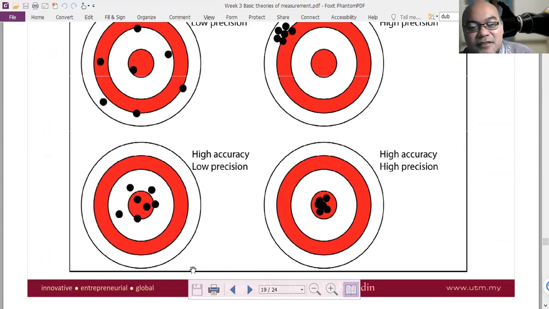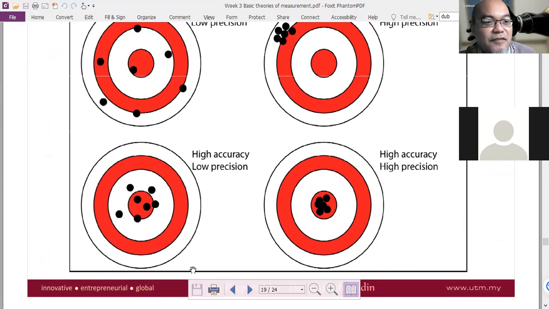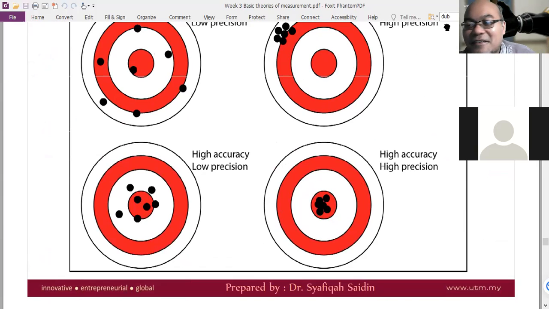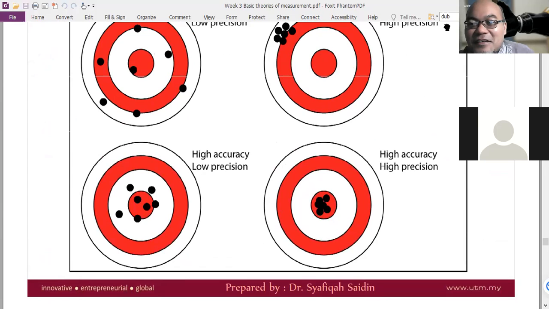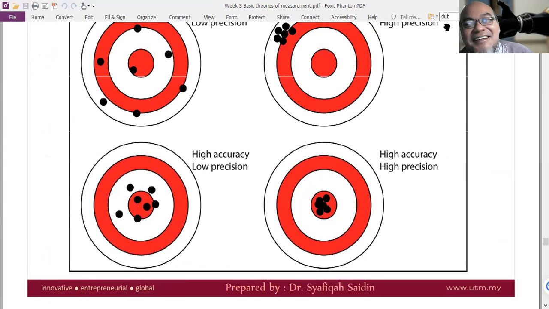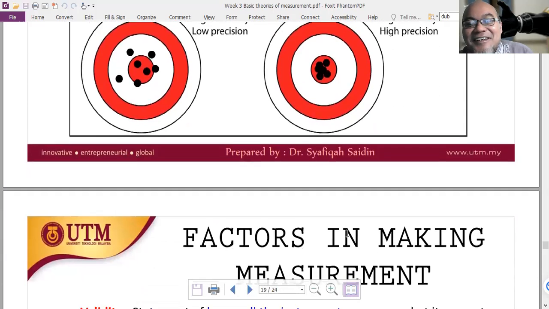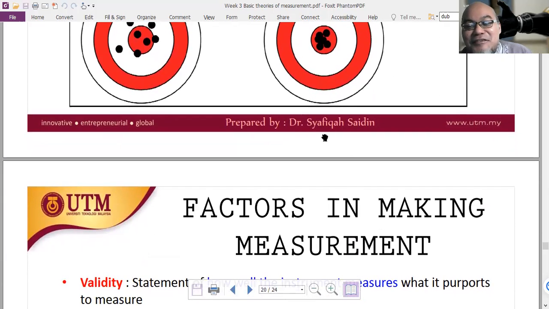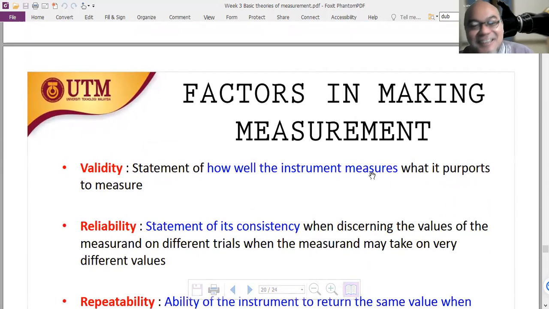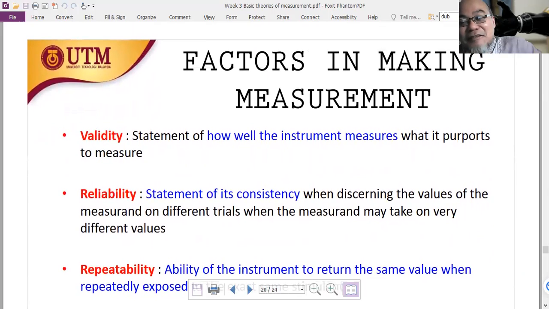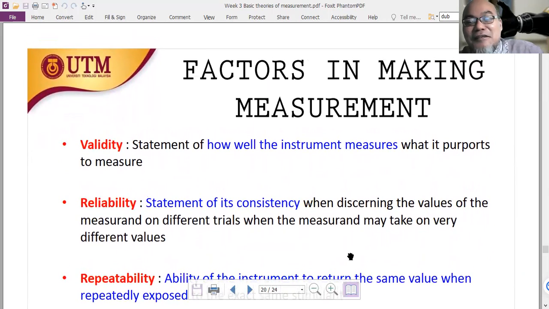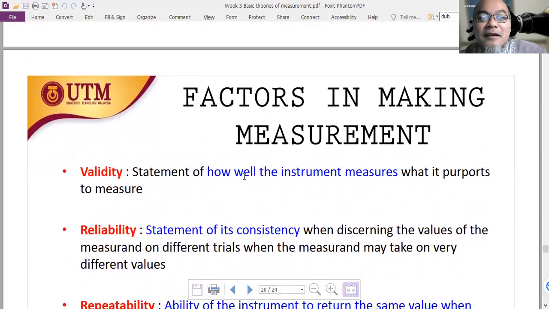Okay, any questions regarding the difference between accuracy and precision? No questions? Because this, sir, will come out in your oral final exam. Usually it will come out. Your batch is the last one to have oral final exam. Your juniors, the batch 2020, do not have any more oral exam. Okay.